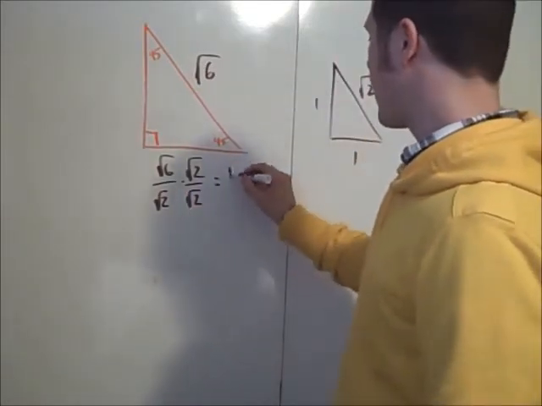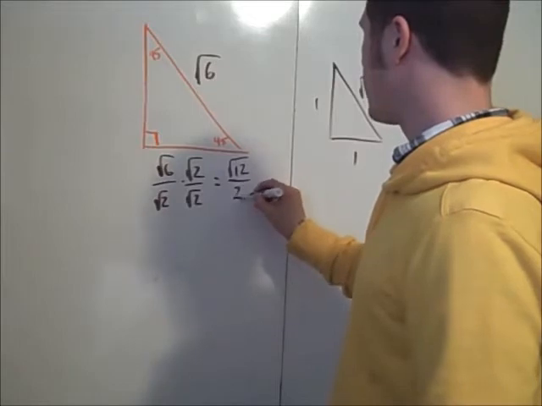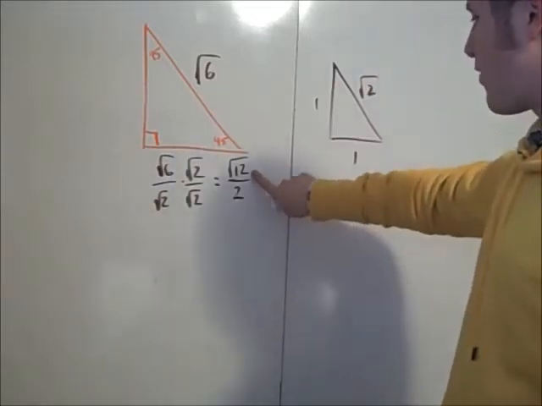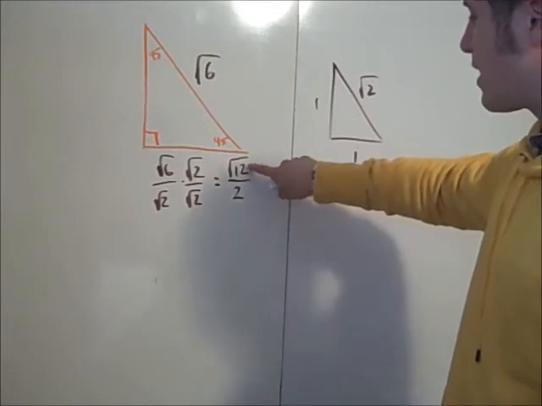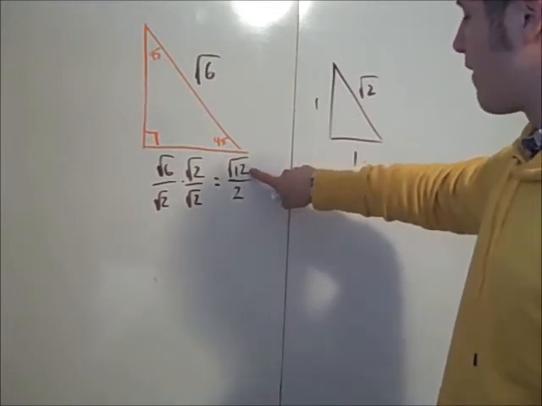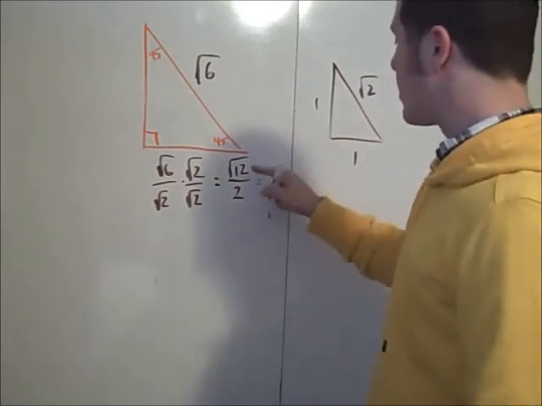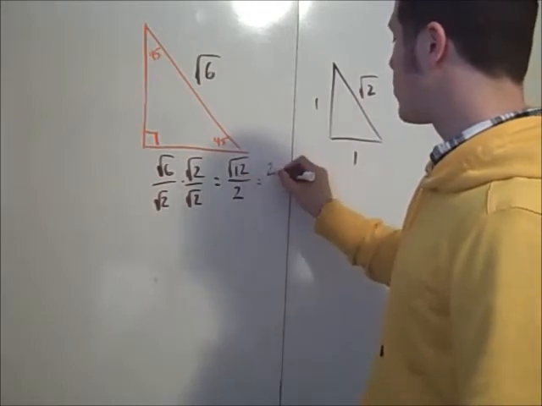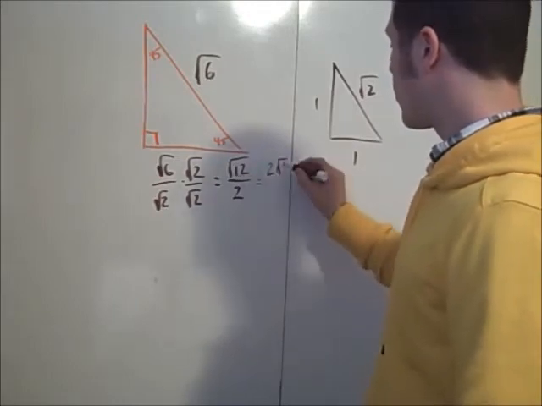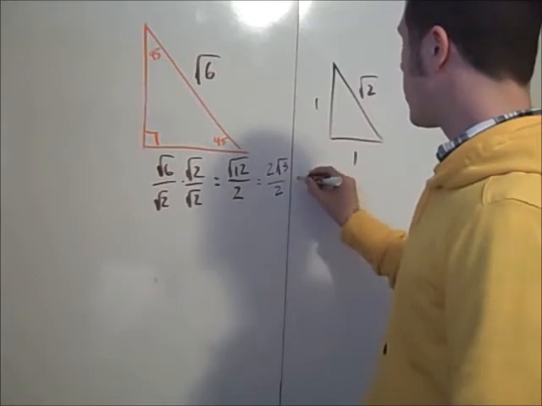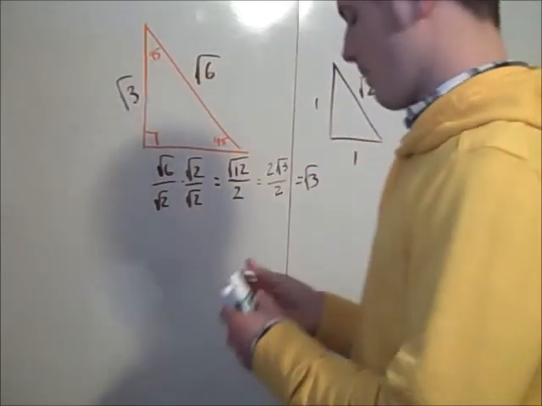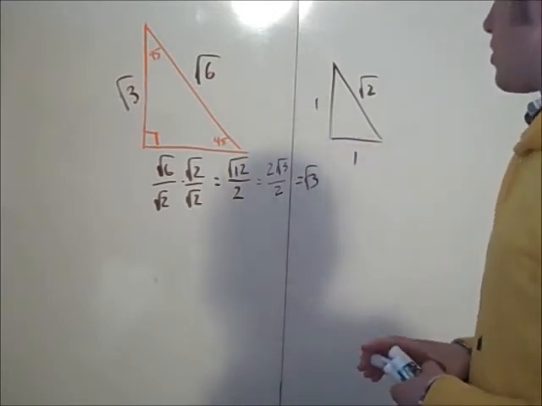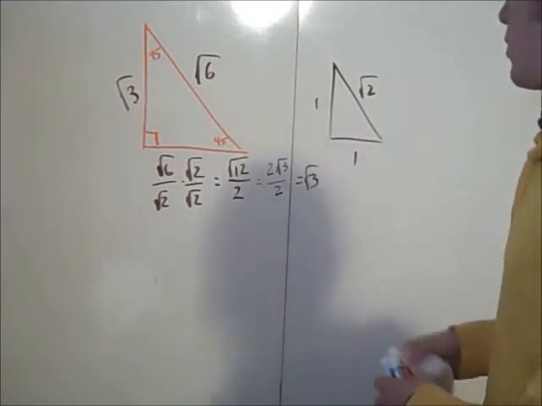And so on the top we have root 12, and this is divided by 2. Now root 12 can be simplified since it has a perfect square factor of 4. This is the square root of 4 times 3, which is 2 root 3 over 2, which is just root 3. So the legs have length root 3. Yep. How about one more?